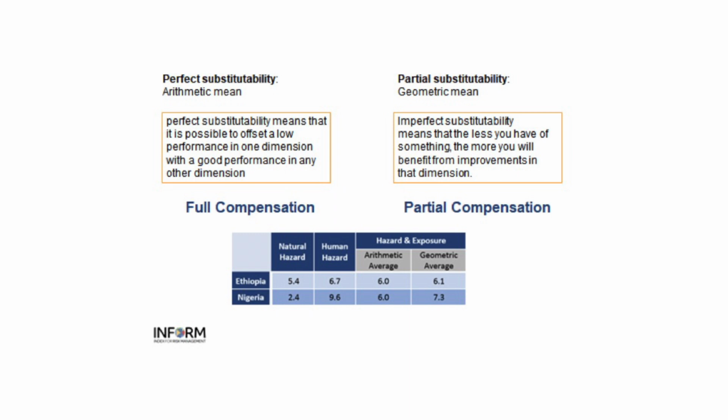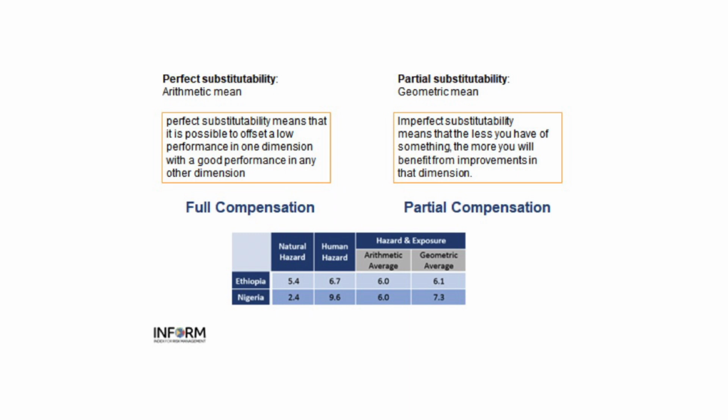Arithmetic and geometric mean methods are applied according to their characteristics. Arithmetic means allow for perfect substitutability. This means that it is possible to offset a low performance in one dimension with a good performance in another dimension. The inverted geometric mean allows partial substitutability. This means that the more you have of one dimension, the more it will contribute to risk from that component.